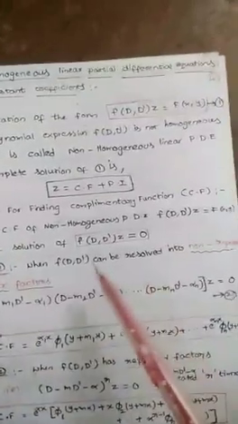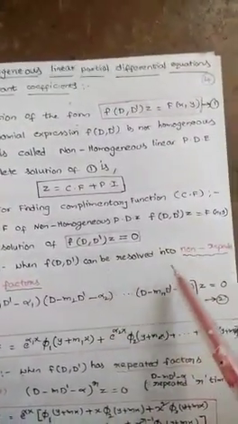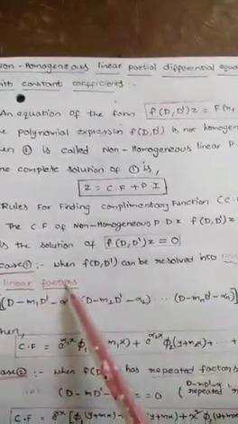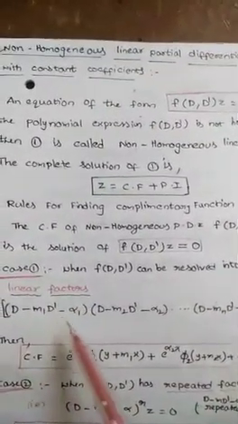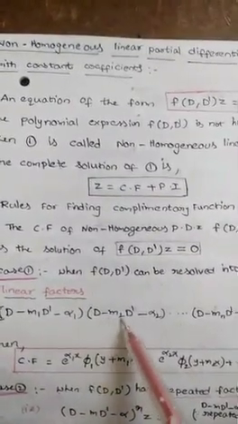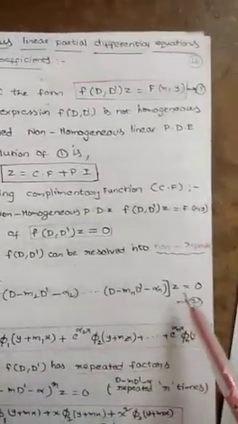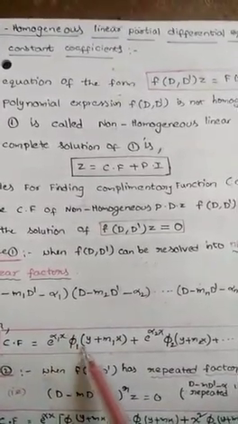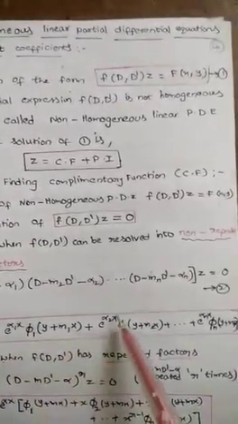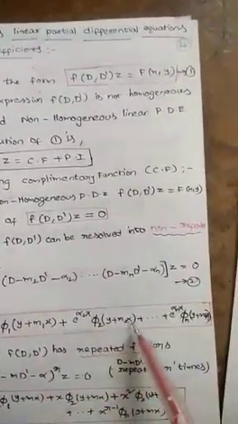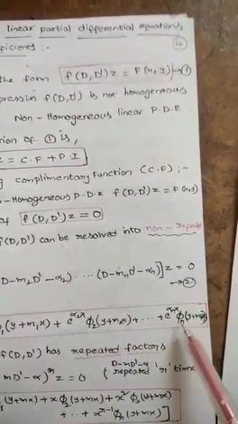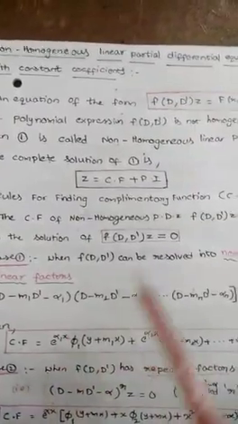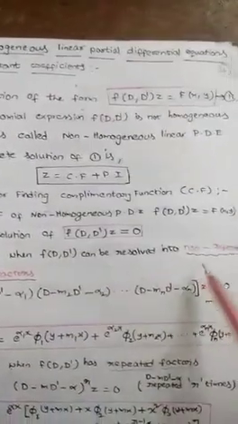In the first case, suppose f(D, D') can be resolved into non-repeated linear factors. It looks like this: (D - m1 D' - alpha1)(D - m2 D' - alpha2) and so on, of z equal to 0. Then we can write the complementary function as CF equal to e^(alpha1 x) phi1(y + m1 x) plus e^(alpha2 x) phi2(y + m2 x) and so on, plus e^(alpha n x) phi n(y + mn x).